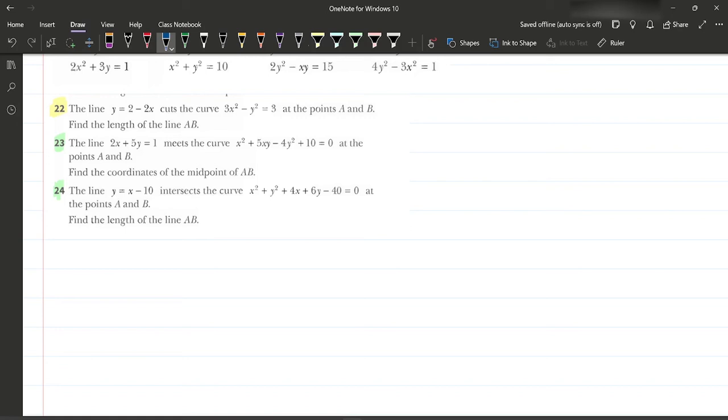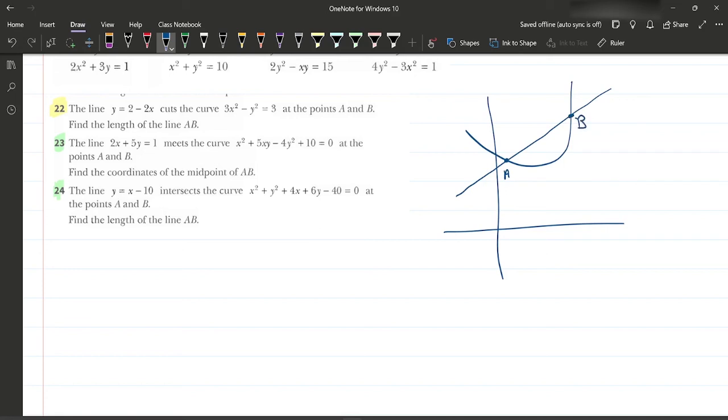Just for a quick sketch, let's say that this is our axis, and it doesn't matter what the curve is. Let's say the curve is like this, and our line is like this. So this is point A, this is point B. Keep in mind, this is probably not how the curve looks, because this is just a rough drawing. I need to know what A and B are so that I can find the length of this line. So our plan is to find A and B and then find the length.